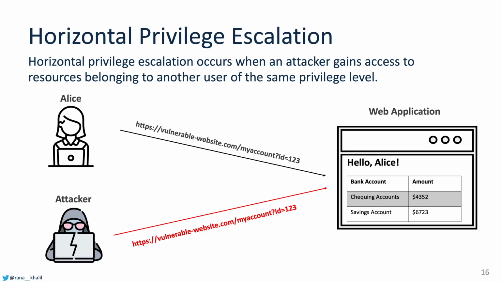So the issue over here is the fact that the application relies on client-side input in order to make access control decisions. Now, client-side input should be considered dangerous and untrusted. Anything that is coming from the client should be considered untrusted. However, the application over here is relying on client-side input in order to perform access control decisions, and therefore it's vulnerable.